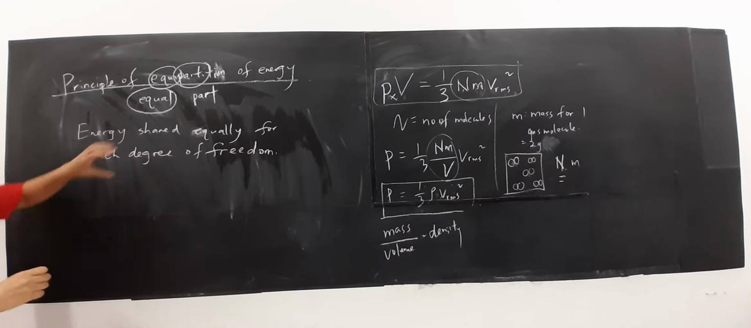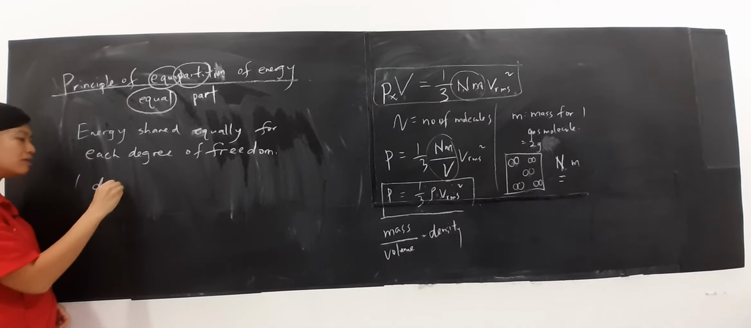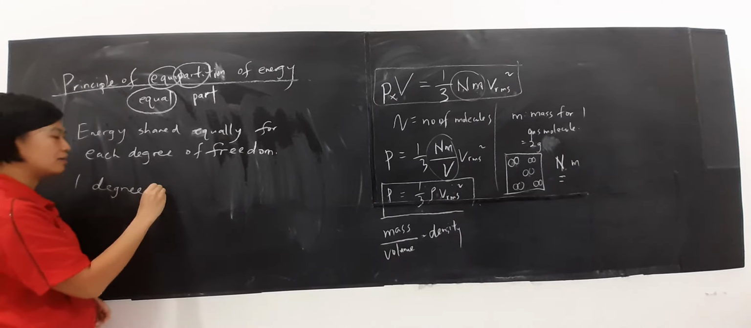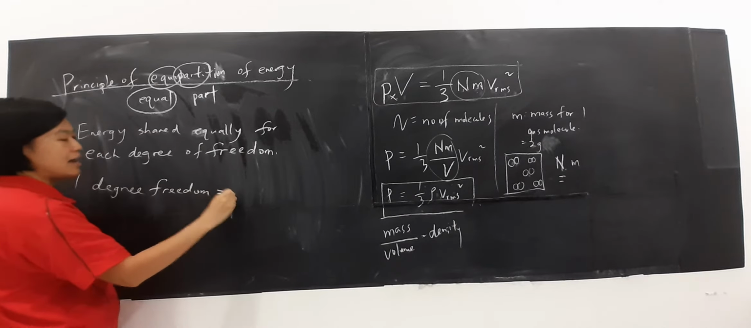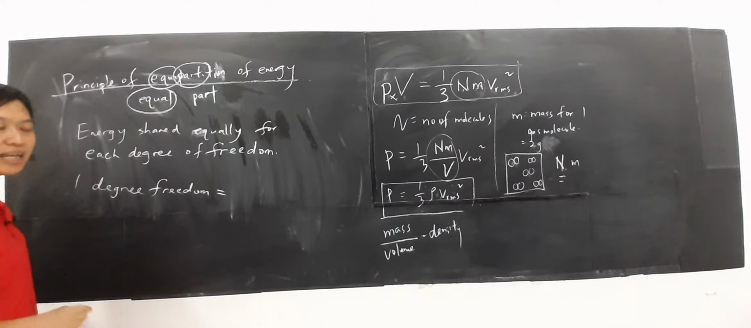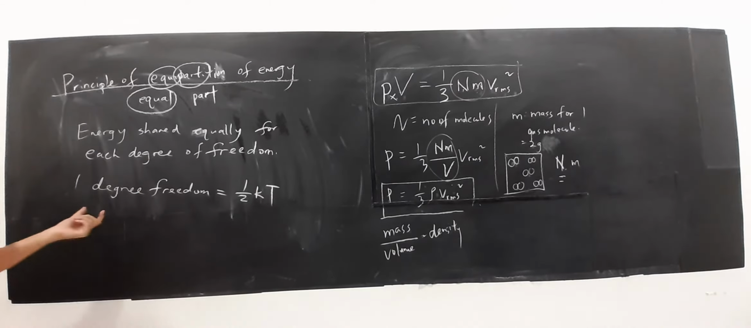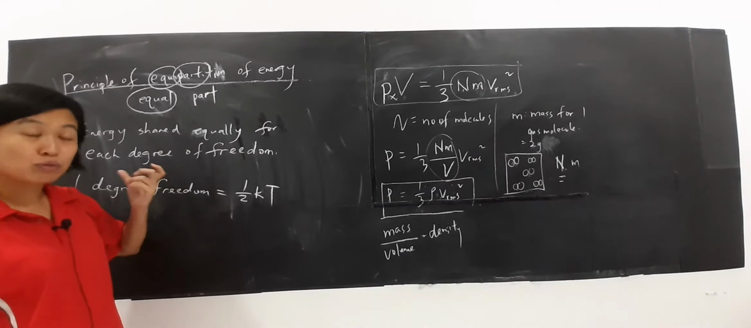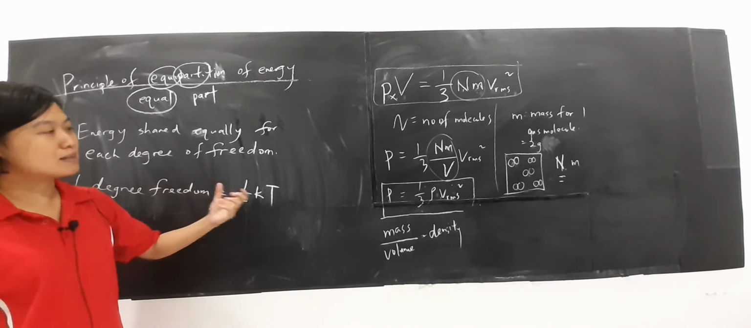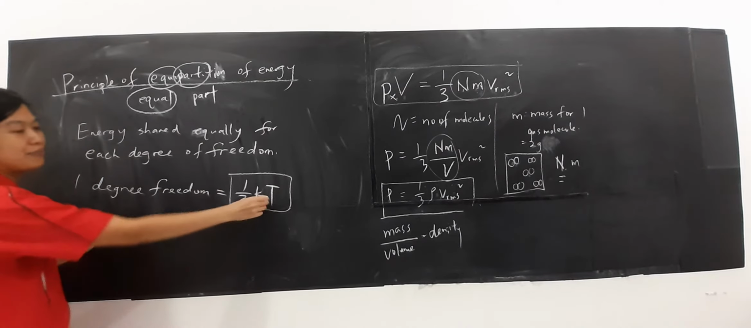Tapi kalau ikut prinsipal ini, dia kata apa? Satu degree of freedom actually acquires energy sebanyak half kT. Bagi satu degree of freedom, tenaga yang disimpan oleh molekul tersebut kita dapati sebanyak ini, half kT.